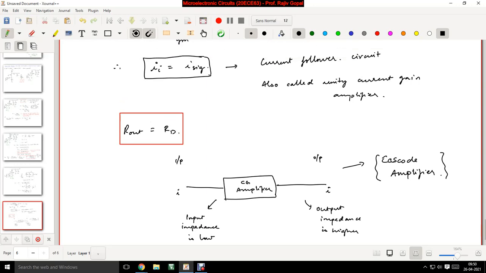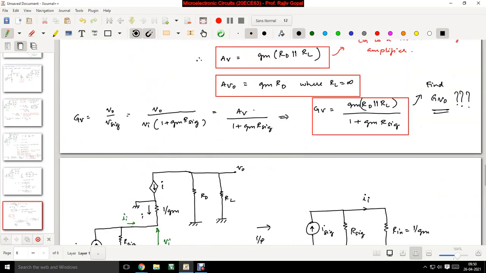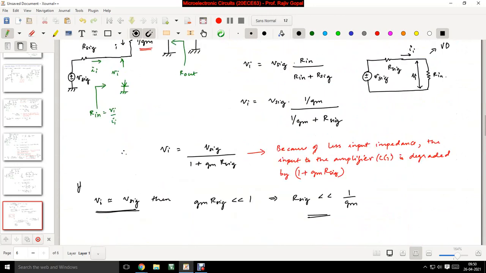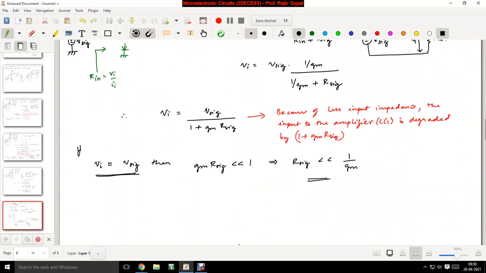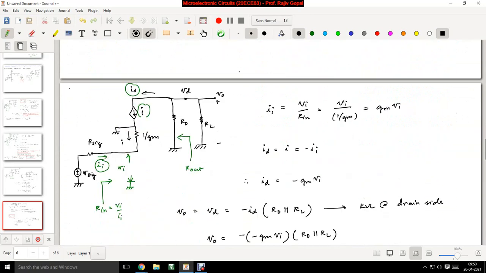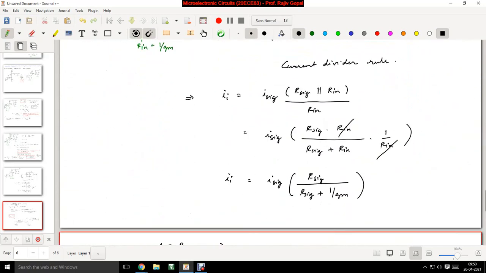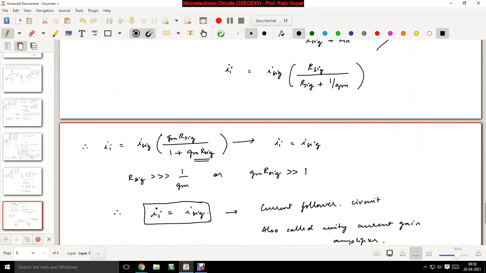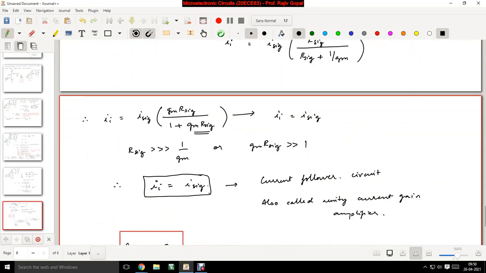Any queries till here? No queries? Alright then. Then in that case we'll stop this. In the next class I will continue with common drain, that's your source follower amplifier. Then we'll look at some problems. Okay, in this module we will have a lot of problems.